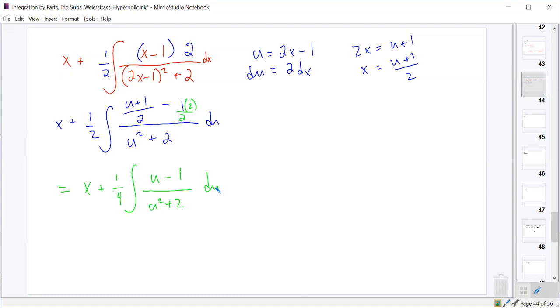And now this looks very similar to the last one we were working on. All right, Molly, what's the question? Or am I just waiting for you to write stuff down? Correct, Nick. I pulled out the 1/2, right? I had u plus 1 over 2 minus 2 over 2. So both of those are divided by 2. So I pulled the 1/2 out. 1/2 times a half gives us a 1/4.